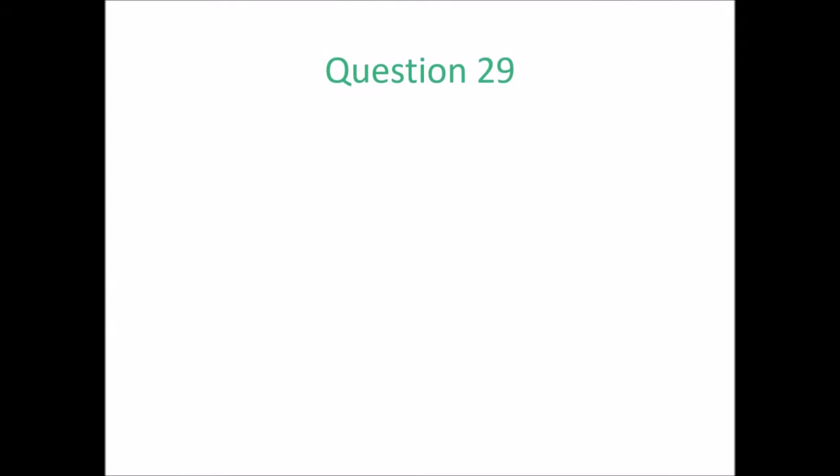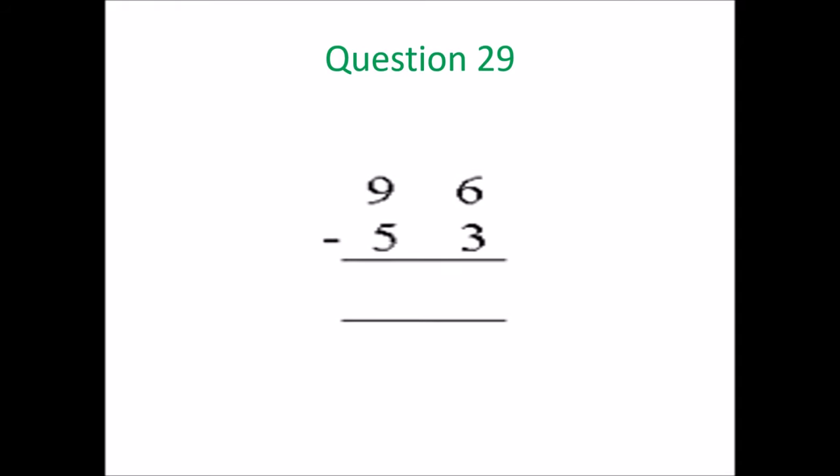Question 29. Subtraction. 96 take away 53, vertical. 6 take away 3, 9 take away 5. 43 is correct. Question 30, the final one.